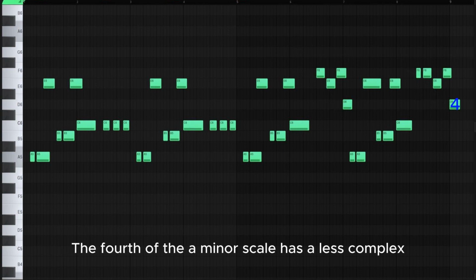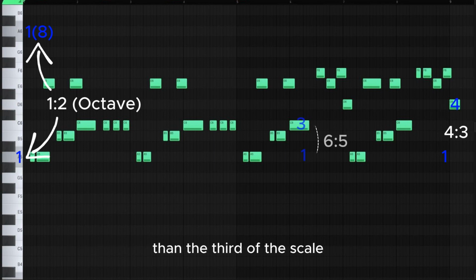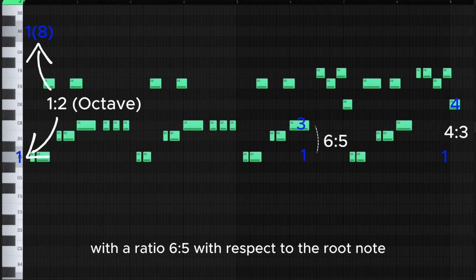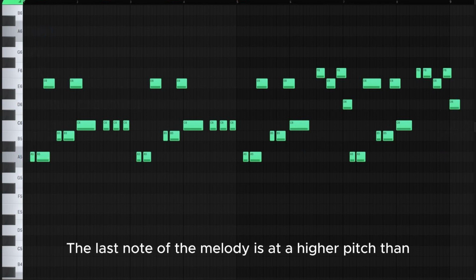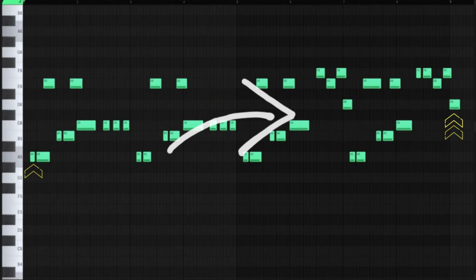The fourth of the A minor scale has a less complex frequency ratio of 4:3 with respect to the root note than the third of the scale, with a ratio 6:5 with respect to the root note. The last note of the melody is at a higher pitch than the first note of the melody, as suggested by our uMelo melodic template, which allows for an overall ascending feel of the melody.